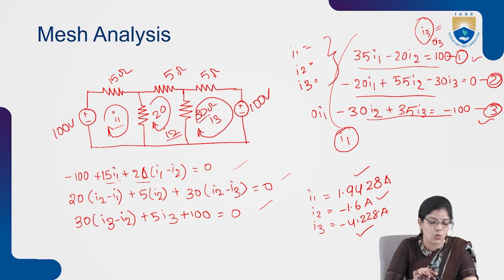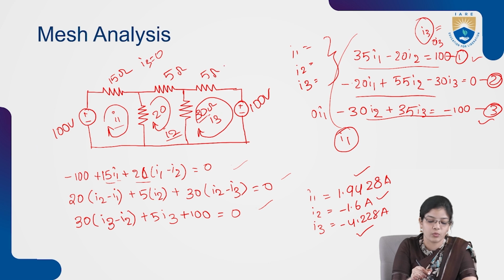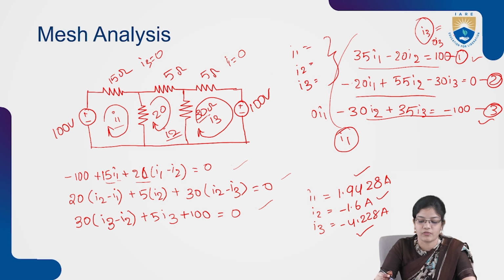As there is no current I3 flowing in the first loop, we have to assume I3 as 0. As in the third loop there is no I1 current flowing, I1 will be assumed as 0. So while substituting in the calculator, we have to assume the I1 and I3 values for the first and third equations as 0.